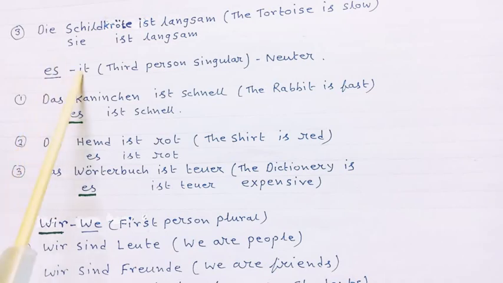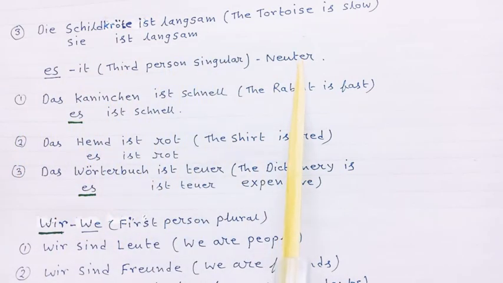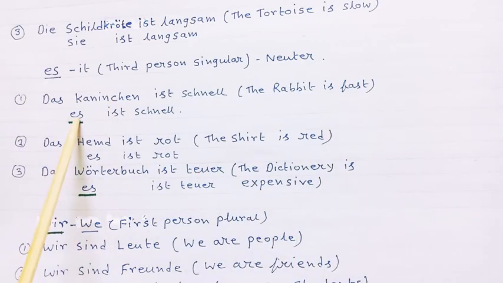Now es, it, third person singular, it is neuter or neuter gender. Das Kaninchen ist schnell. The rabbit is fast. When we replace the noun by pronoun, es ist schnell. Again I repeat, das Kaninchen ist schnell. The rabbit is fast.